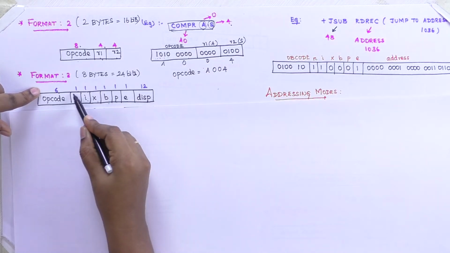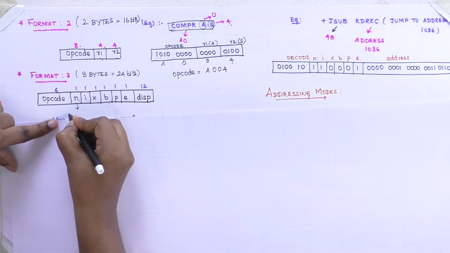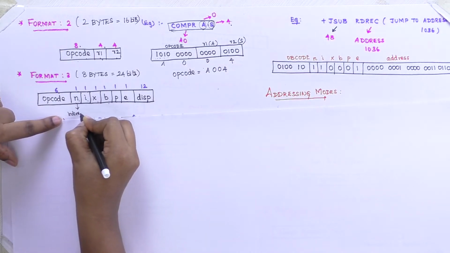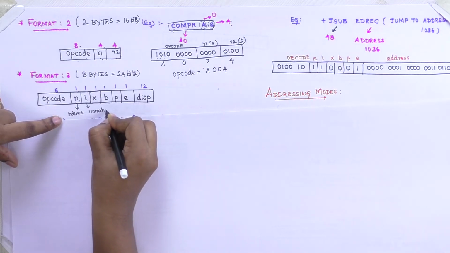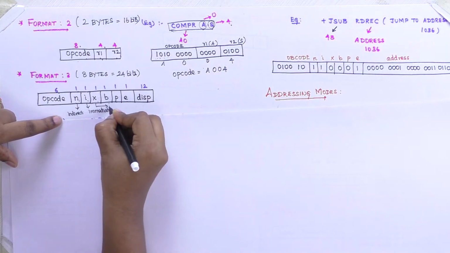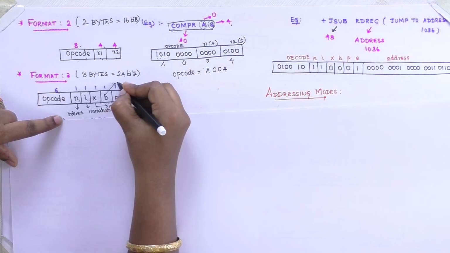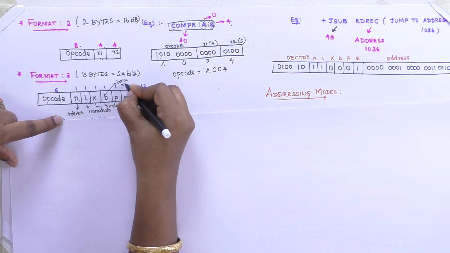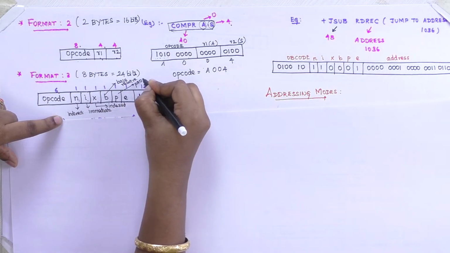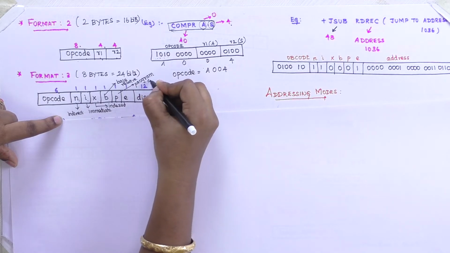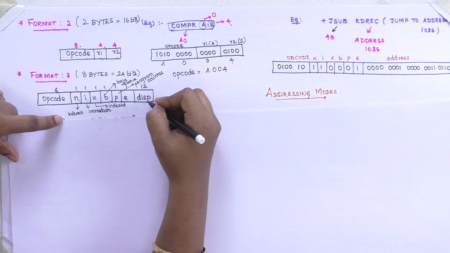Okay. N stands for indirect addressing. I stands for immediate addressing. X stands for indexed addressing. B stands for base relative addressing. P stands for program counter relative addressing. And displacement is our address.